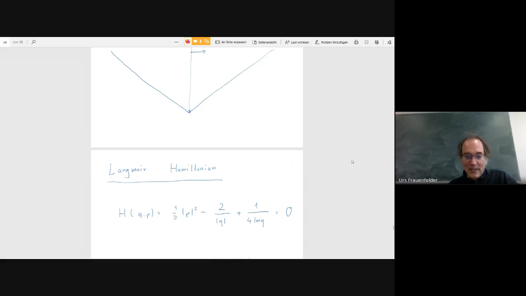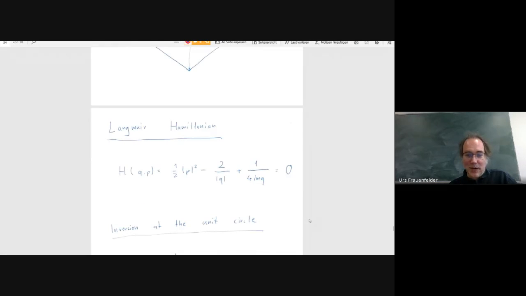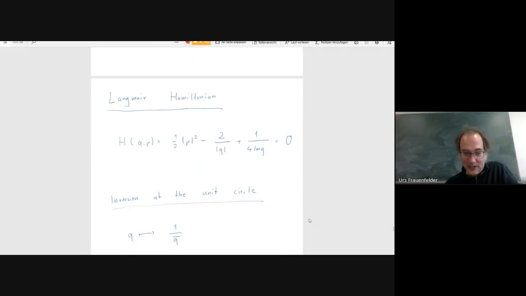And what you can do is, here we have our Hamiltonian. Now we change this Hamiltonian once more. The geometry is kind of elementary. But what we do is an inversion at the unit circle. So inversion at the unit circle is q goes to 1 over q bar. So if you write this in polar coordinates, r e^{iφ}, this goes to 1 over r e^{iφ}. So the radial coordinate goes to 1 over the radial coordinate.